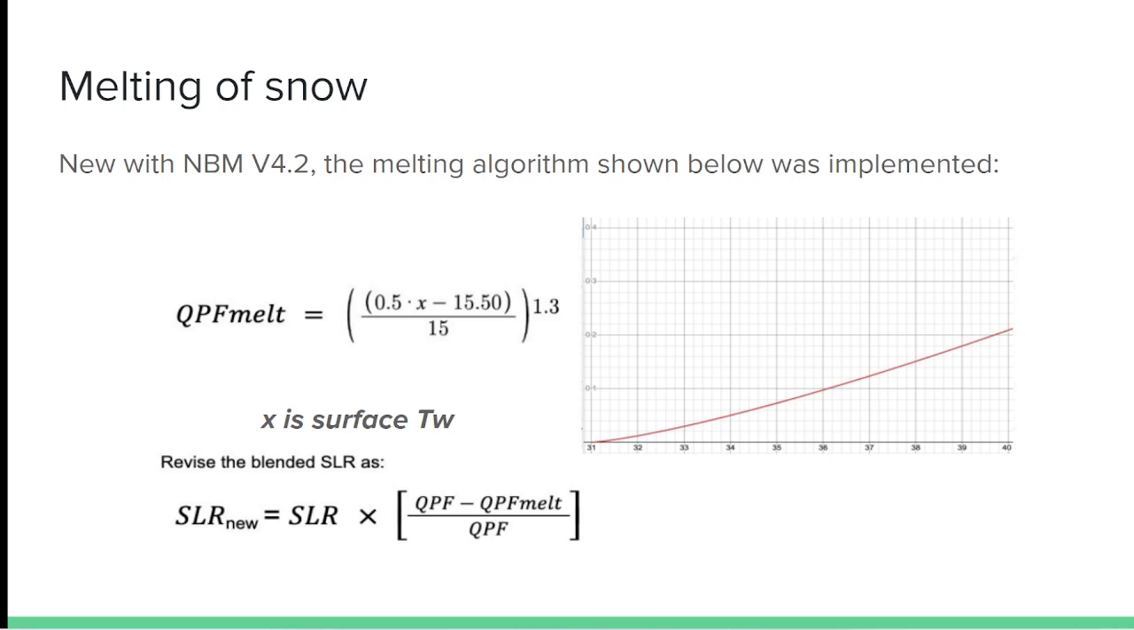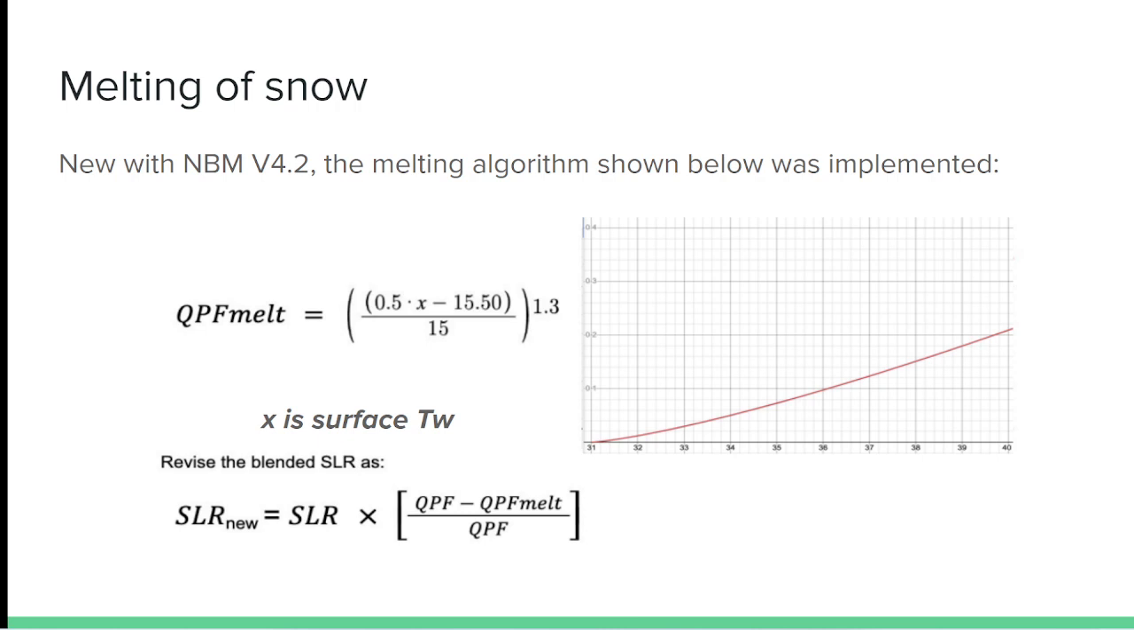So let's jump into that. What happens in warmer environments with snow in ForecastBuilder? We'll first look at the NBM. In NBM version 4.1 and prior, once the wet bulb reached 33 Fahrenheit, snow accumulation was zeroed out. In NBM version 4.2, this was adjusted with a new algorithm built on several warm snow environments.